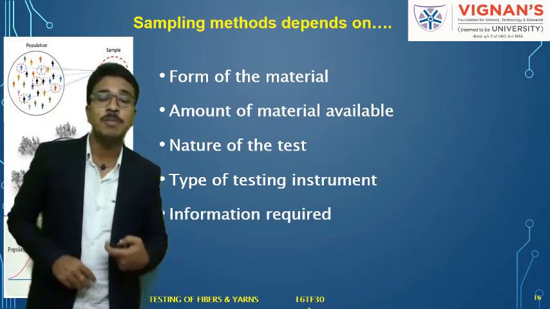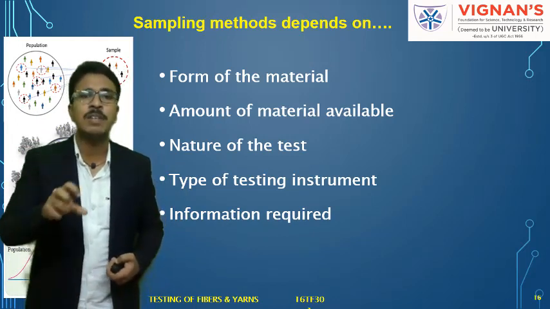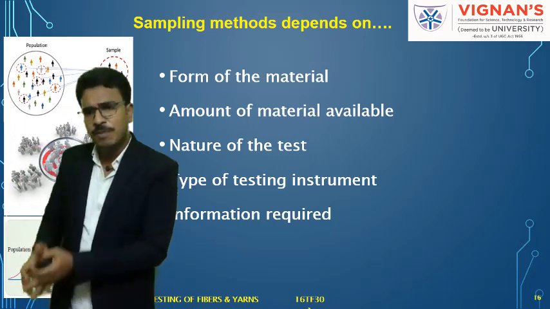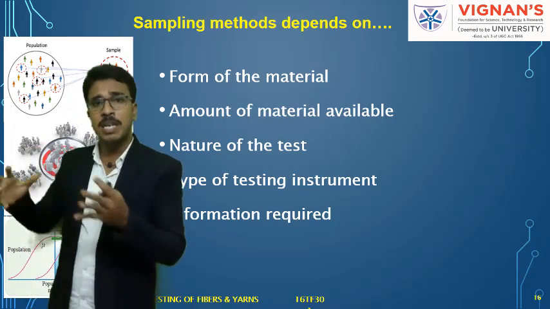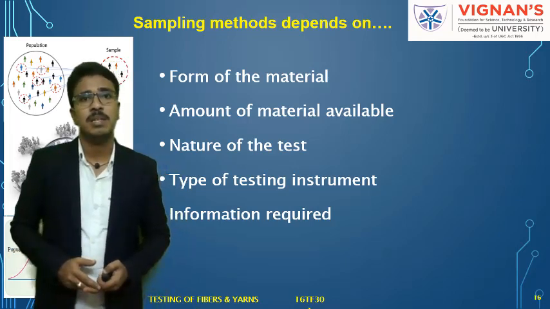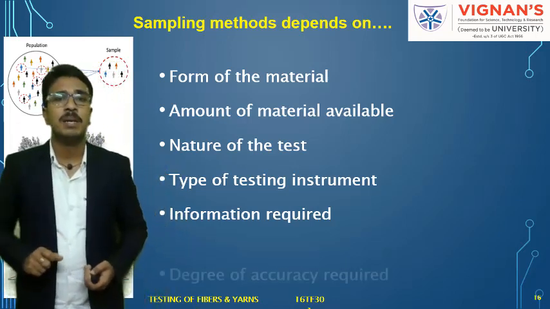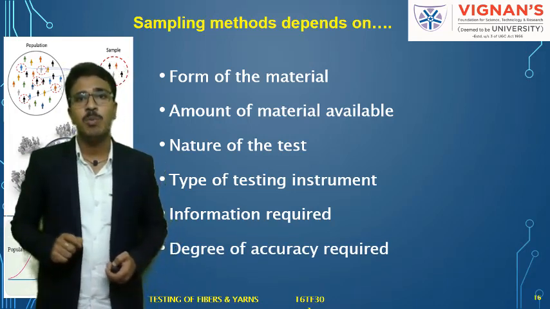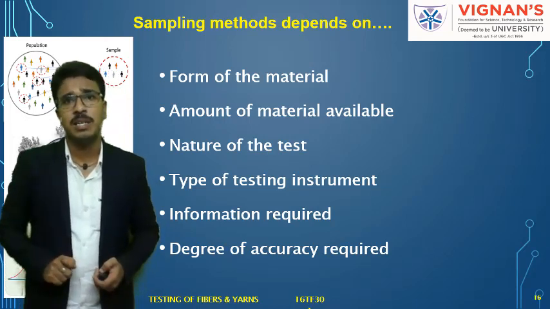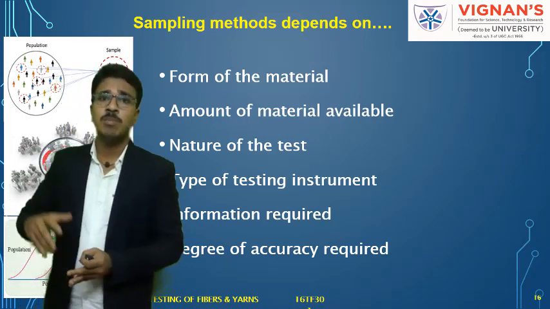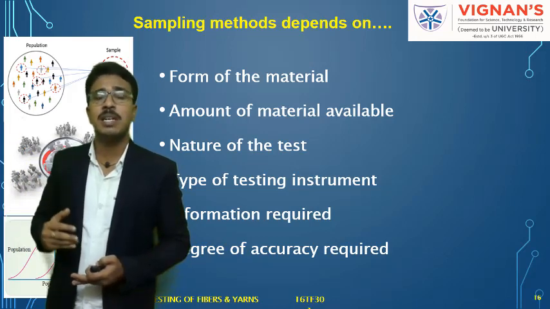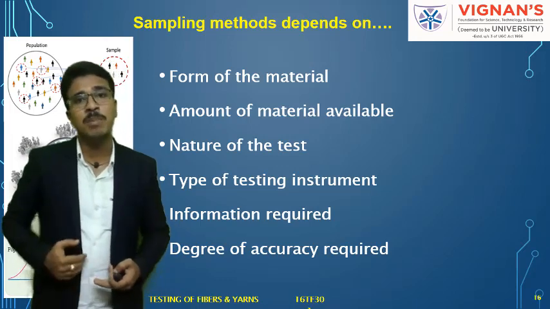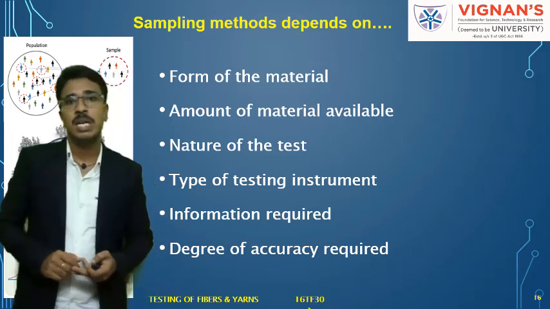And the next one is information required. What kind of information are we expecting from the samples? Are we expecting only a few pieces of information, or much information from the sample? Depending upon that, the sampling method also varies. And finally, the degree of accuracy required. What degree of accuracy are we expecting? If you are expecting very high accuracy levels, obviously you have to select more samples and do more tests.